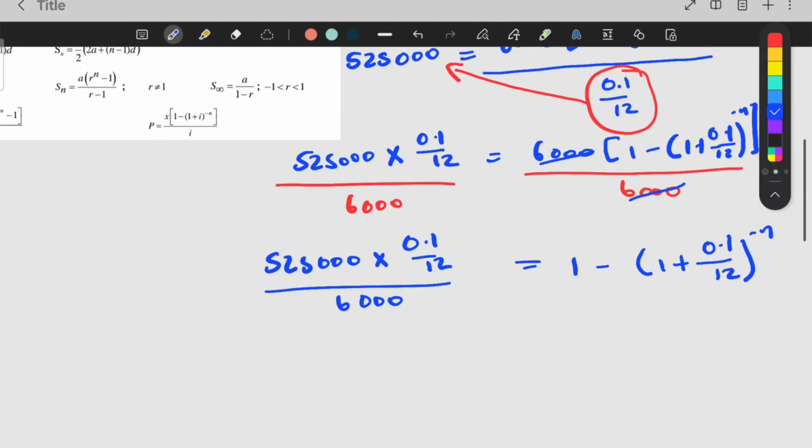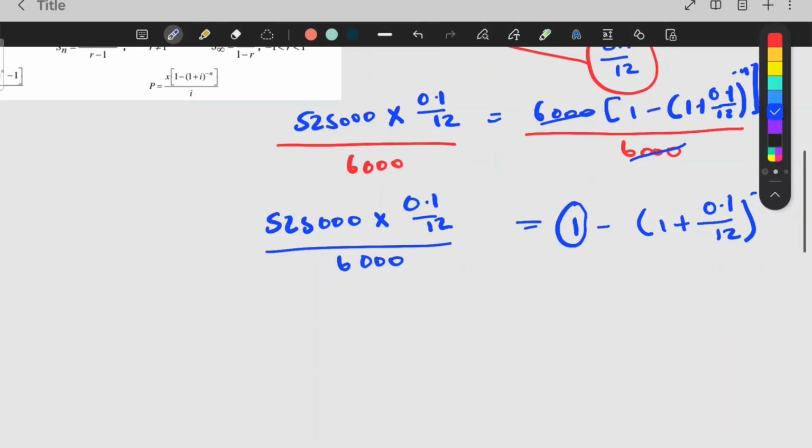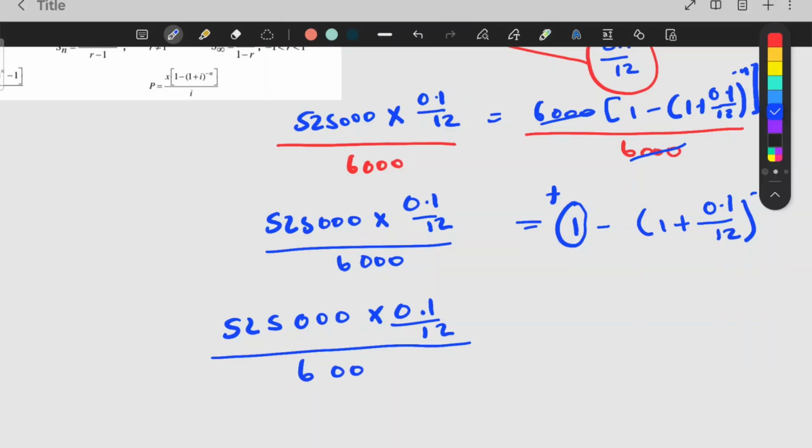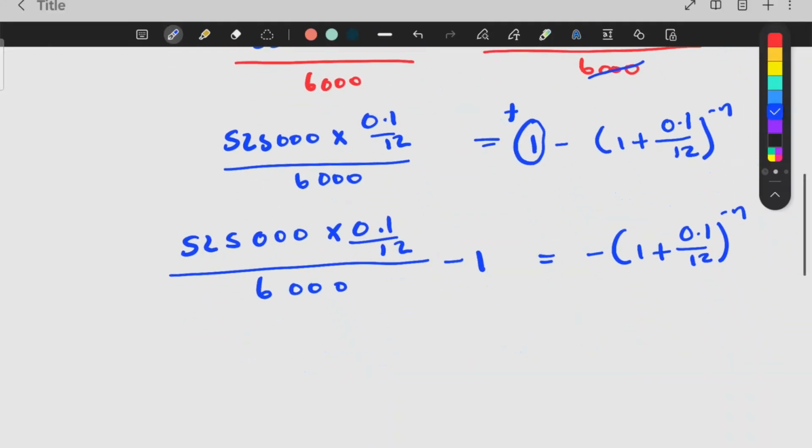Okay, so now what I'm going to do is get rid of this 1. It's a positive 1 at the moment, so when I bring it over, it's a negative 1. So let's bring it over. I keep this 12 over 6,000, and then I say minus 1. On this side, I have this to the negative N.